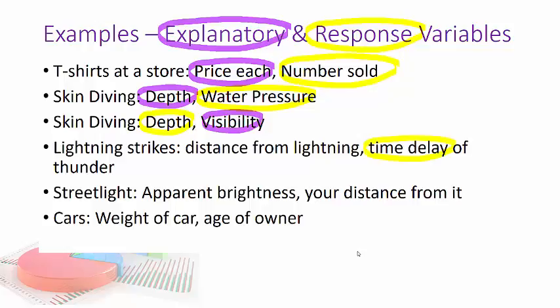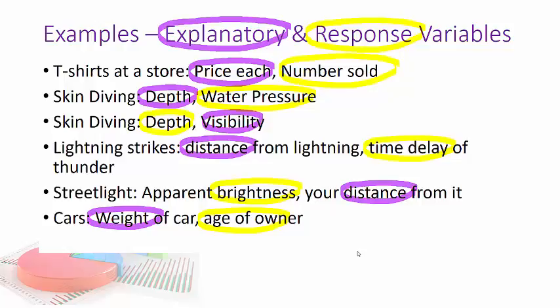For lightning strikes, you could say that really the response is the time delay of how long it takes to hear the strike. And you've heard that the longer it takes, well, that means you're further away. So it depends on the explanatory variable, the distance. The brightness is the apparent brightness that you can see, your response based on how far you are from the street light. And then for cars, maybe the age of the owner depends on the weight of the car. You could argue the other way around. I don't think there's going to be a strong relationship here.